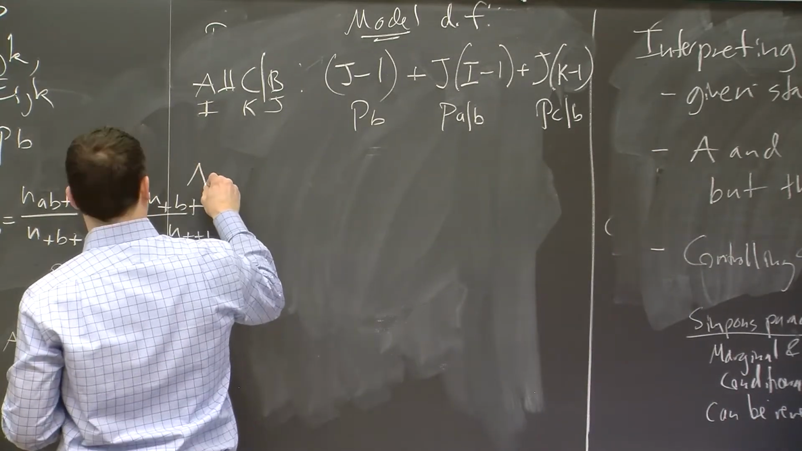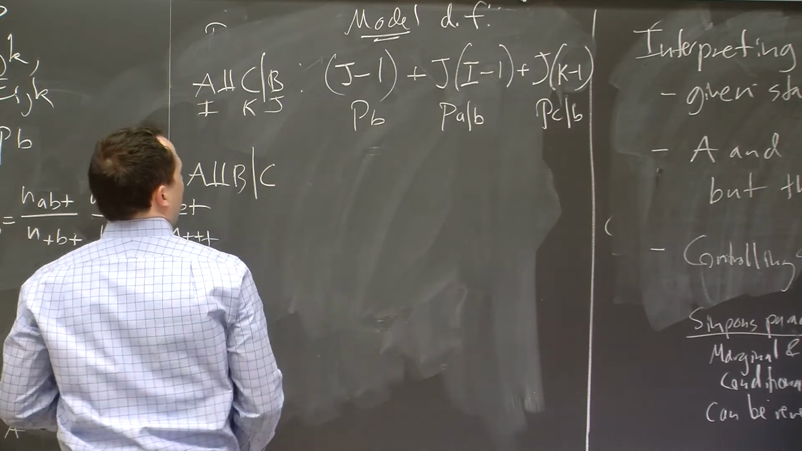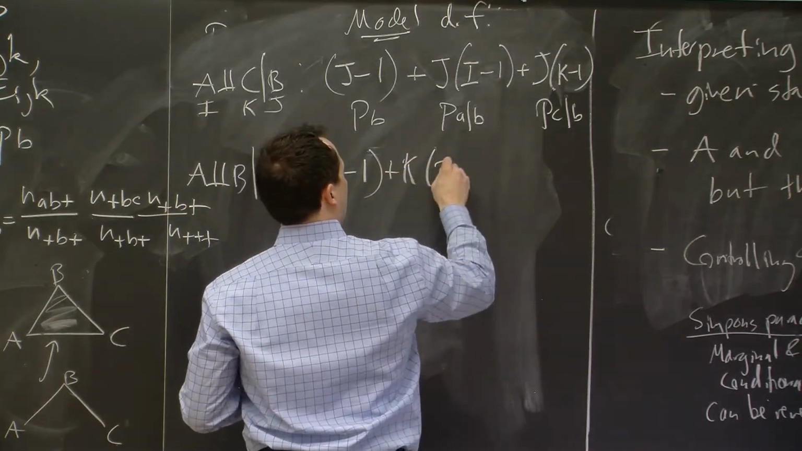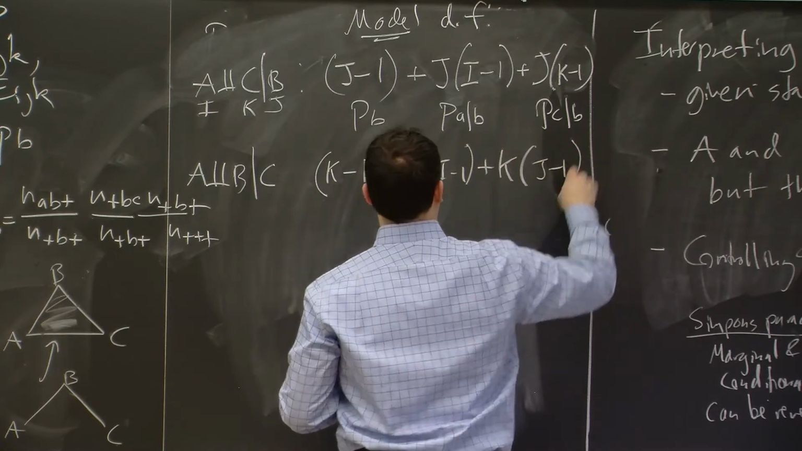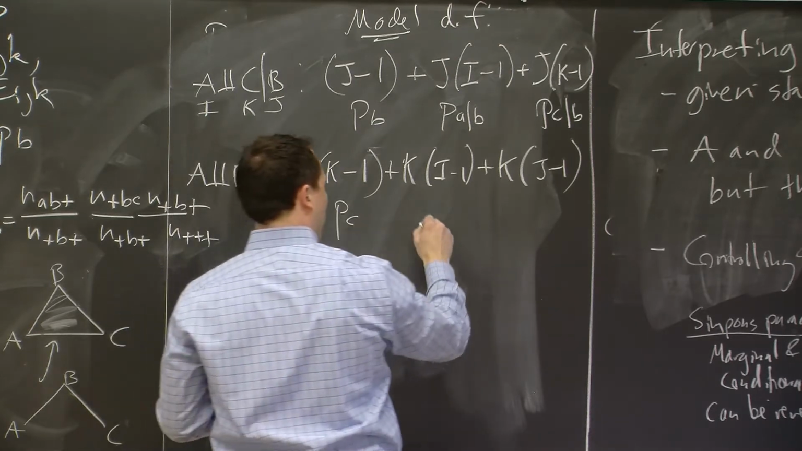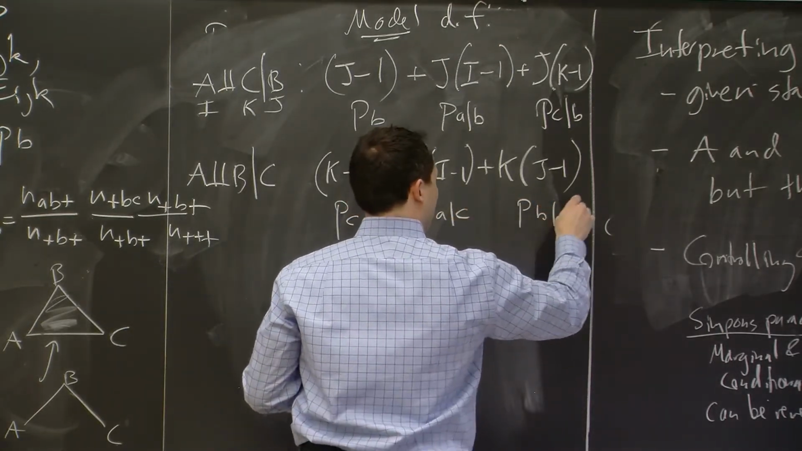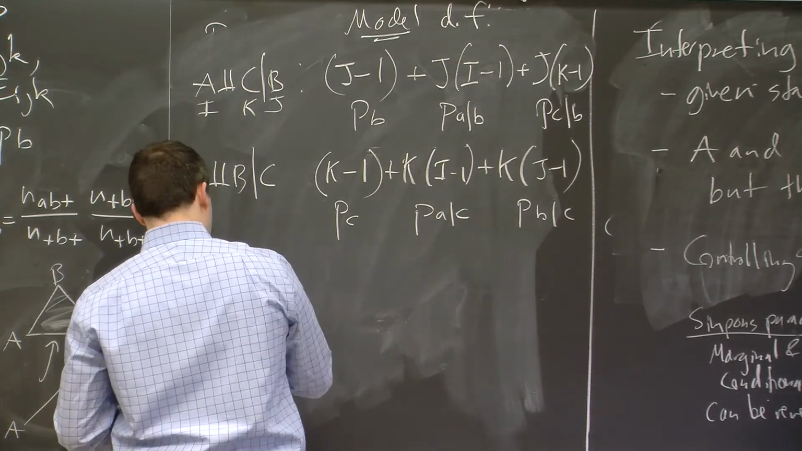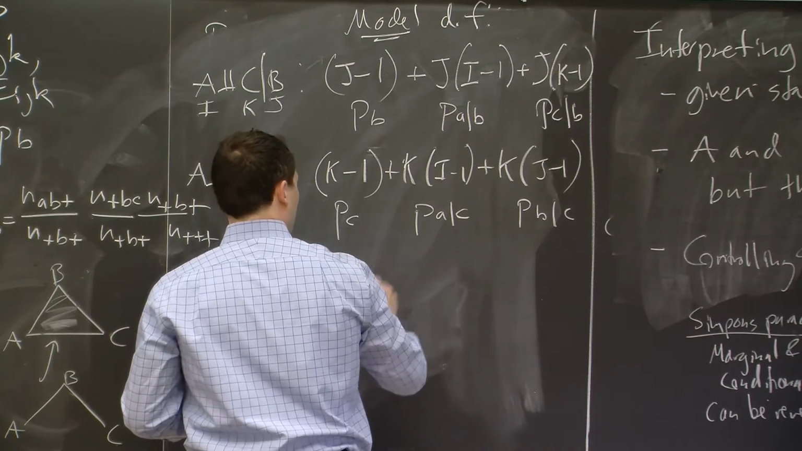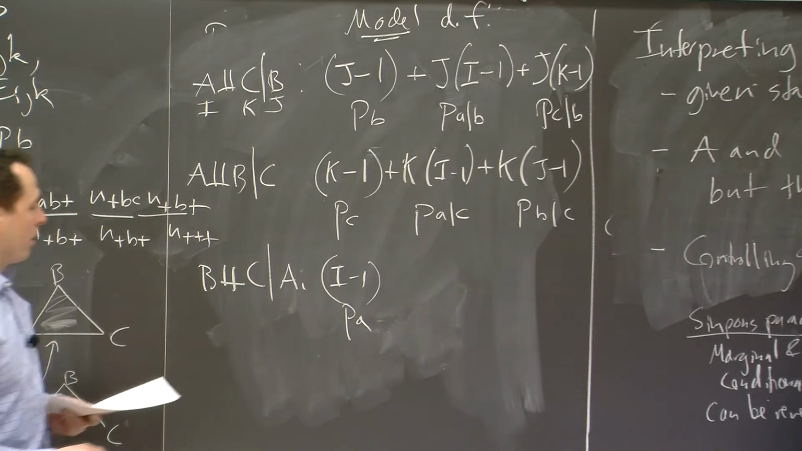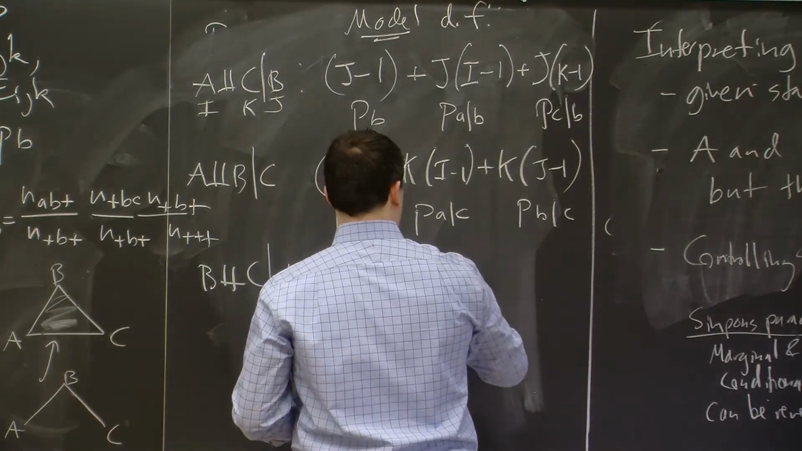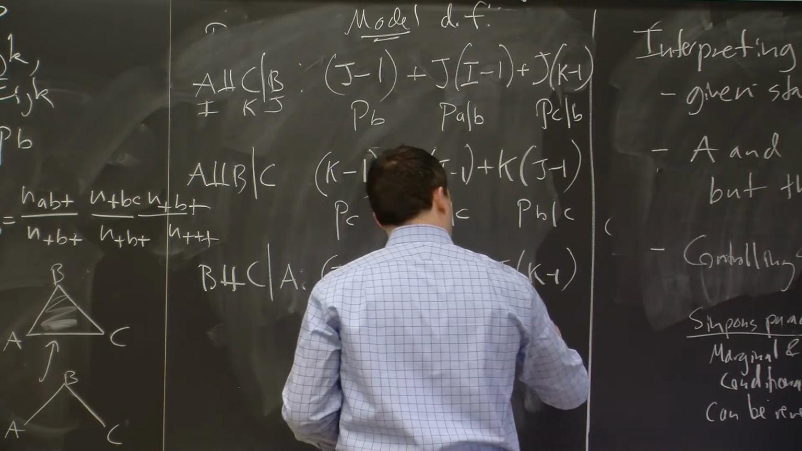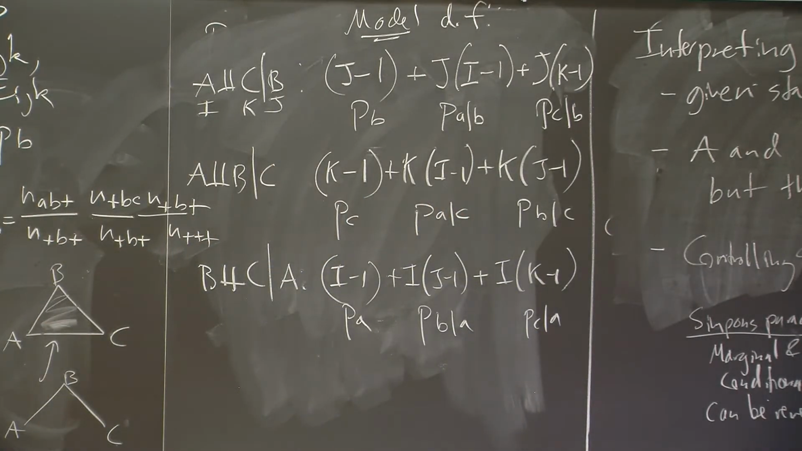And if I change my independence model, A independent of B given C, then I get, of course, a different formula for the model degrees of freedom: K minus 1 plus K times I minus 1 plus K times J minus 1. This is PC, because that's the conditioned upon vector. This is PA given C, and this is PB given C. And if I do the other model, B independent of C given A, then I get I minus 1 states in the vector of marginal probabilities for A, and I add that to I times J minus 1 plus I times K minus 1, for probability of B given A and probability of C given A, respectively. So you should think about each of those things as tables.